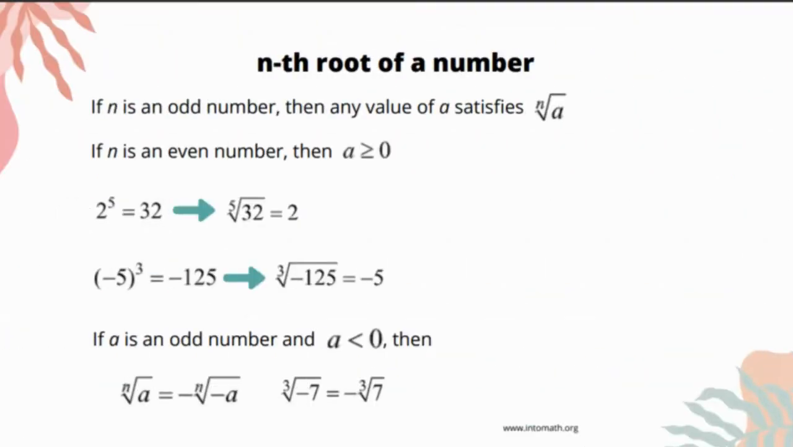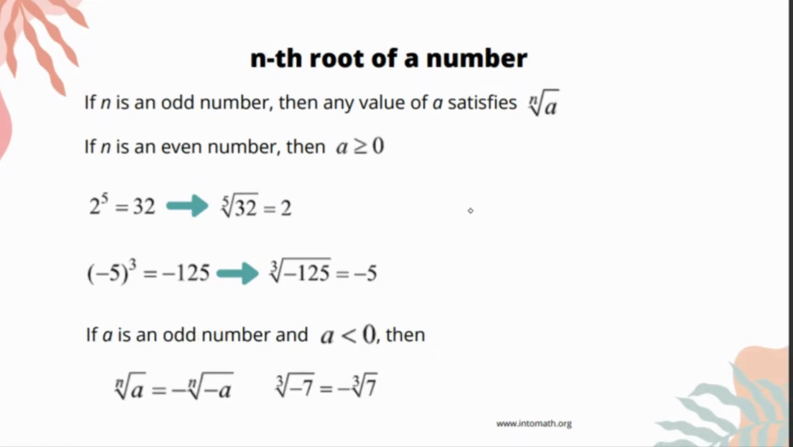If n is an odd number, then any value of a satisfies the expression nth root of a. If n is an even number, then a is greater than or equal to 0. For example, 2 to the exponent 5 is equal to 32, therefore the fifth root of 32 is equal to positive 2. What if we wanted to take the fourth root of 81? That would equal 3, because 3 to the power of 4 is equal to 81.